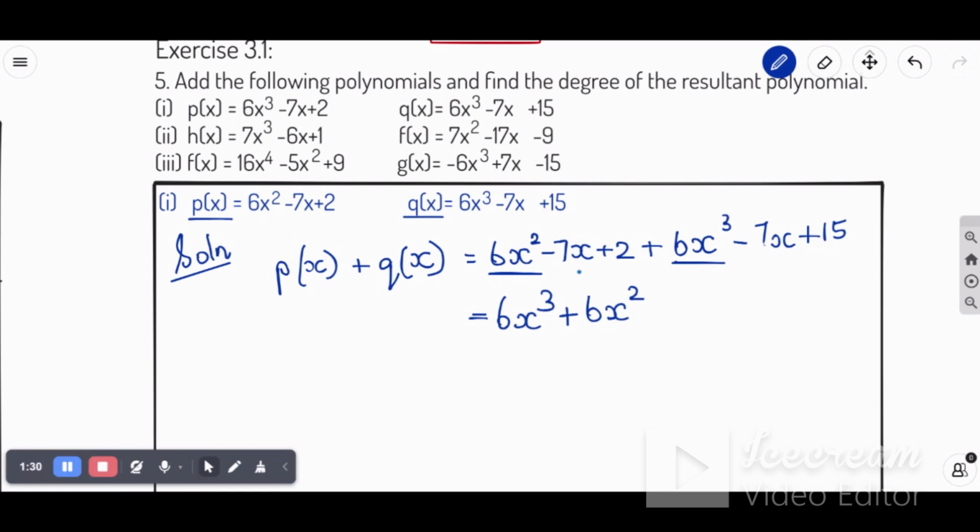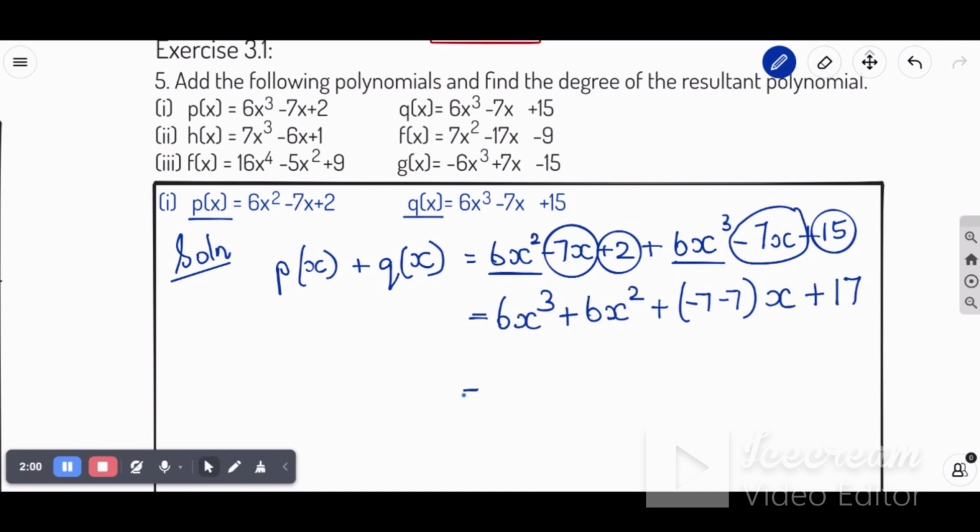Don't do anything. Now, if you go to x, you have got two things in x. One is minus 7x and another minus 7x. Now, what we can do is add these two together, which means you have to add your minus 7 and your minus 7. Write the coefficients and then put your x. Now you have got your constant term, which is 2 plus 15. So what is 2 plus 15? Yes, 17. So when you are adding, you have to only add those coefficients of same powers. Otherwise, write it as such.